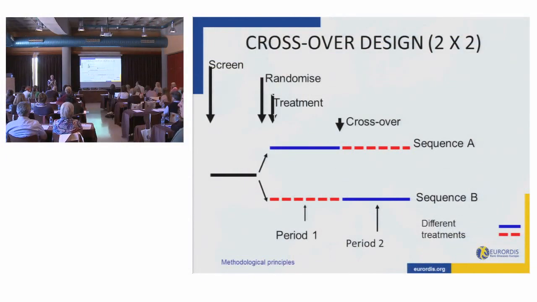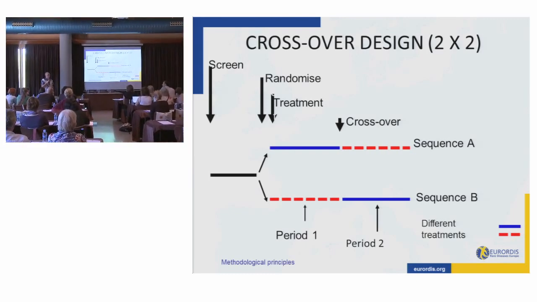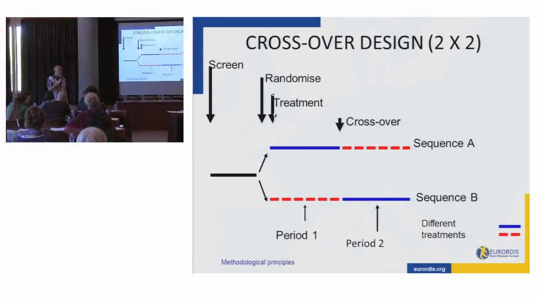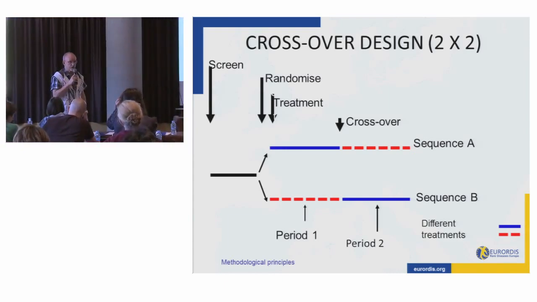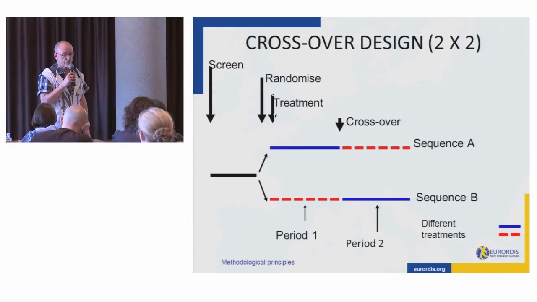Now, what are the circumstances where you can use this sort of a trial? It has the advantage of not requiring as many patients as the parallel groups clinical study. Typically, you would use that in a situation where you have a chronic condition that is not fluctuating a lot from day to day, from week to week, and where you can observe the treatment effect quickly.